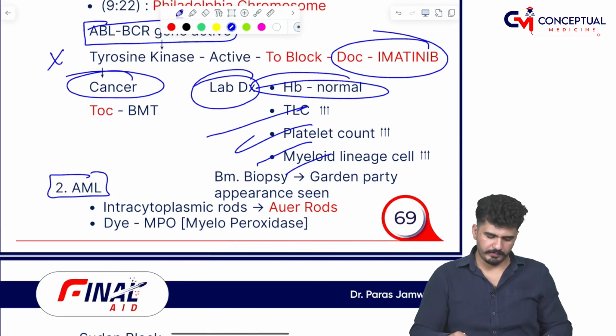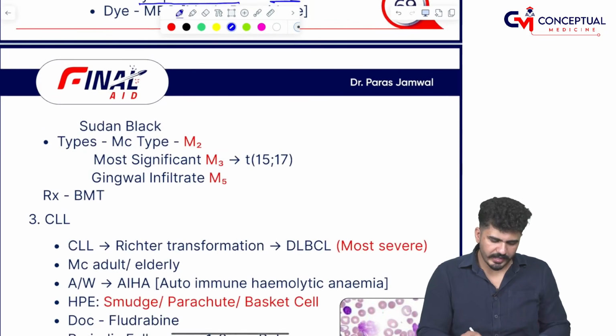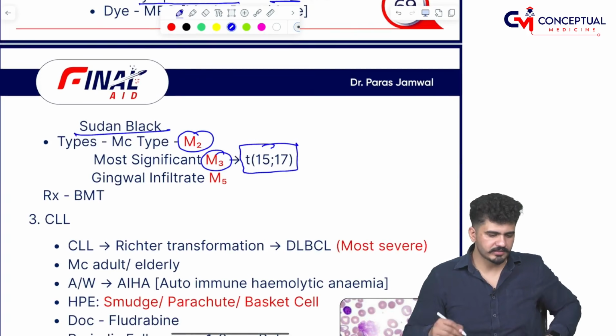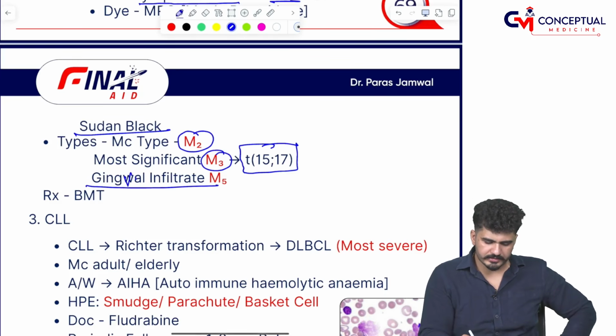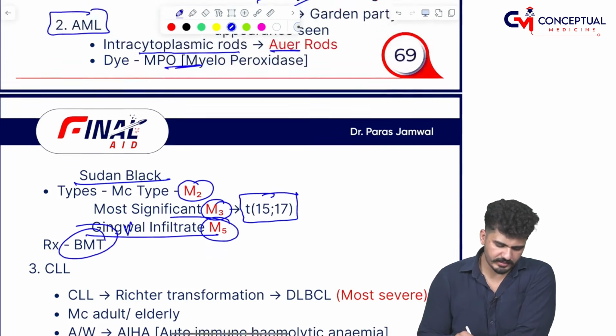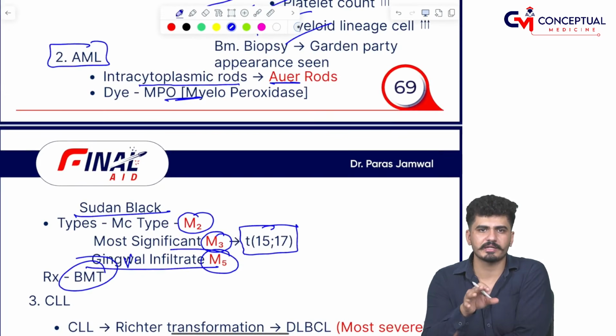Acute myeloid leukemia. Intracytoplasmic Auer rods are present. The dye is myeloperoxidase, and also Sudan black dye. Most common type is M2, most significant is M3, where the translocation is T(15;17). Gingival infiltration is seen with M5. Treatment is bone marrow transplant. Auer rods are associated with AML, gingival infiltrate with M5, most common type M2, significant type M3 with translocation 15;17. Those are the AML points.